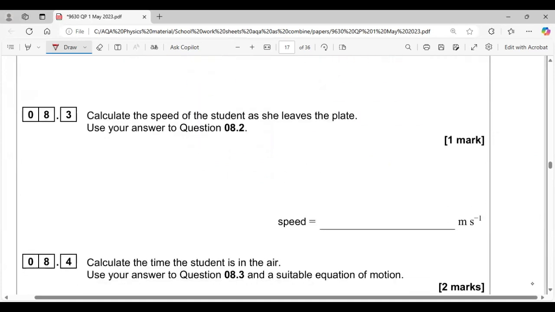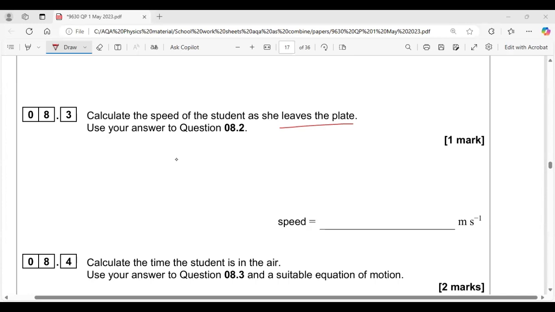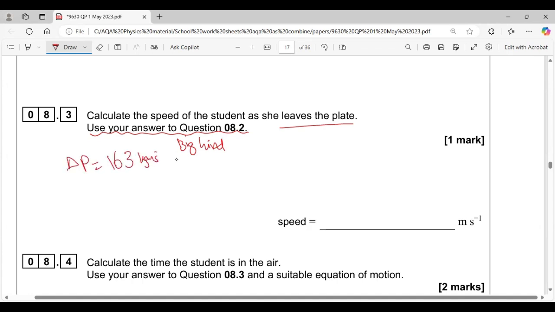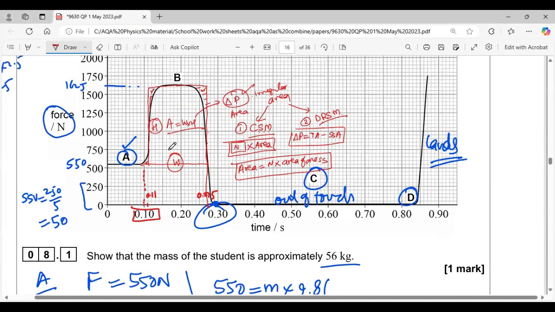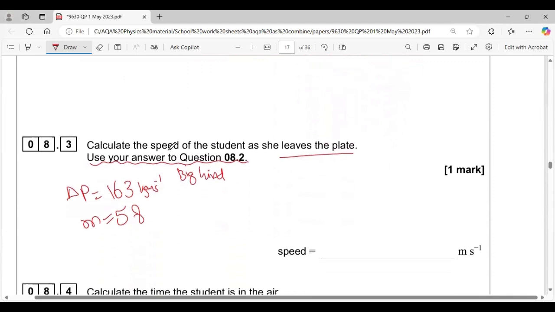Okay, calculate the speed of the student as she leaves the plate. So for this, use your answer to question 8.2. This is again a big hint. So in 8.2, you have found the change in momentum, which for me was 163 kg meter per second. And the mass of the student was around 58, oh no, sorry, it is 56. Yeah, so this was 56 kilogram.